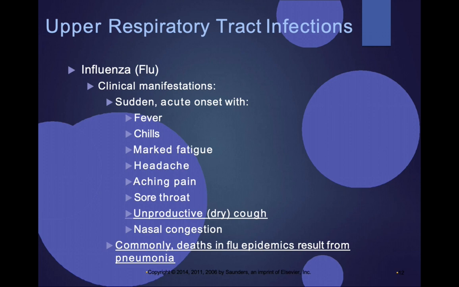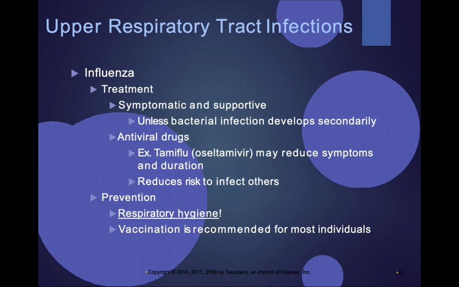And commonly there are deaths. We call them the flu epidemics. And these flu epidemics can result in pneumonia. And when it advances to pneumonia in a lot of the elderly and immunocompromised, it can result in deaths. The treatment is basically symptomatic and supportive. Unless it's a bacterial infection, then antibiotics come into play there. For the antiviral drugs, there is something called Tamiflu that can reduce the symptoms after you have it. It reduces the risk of infection of others.